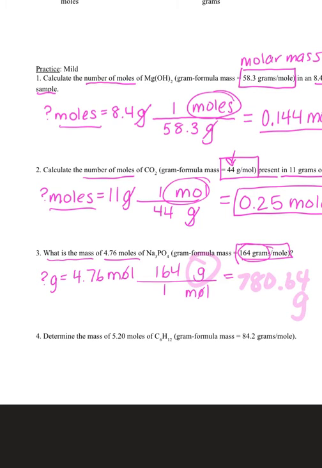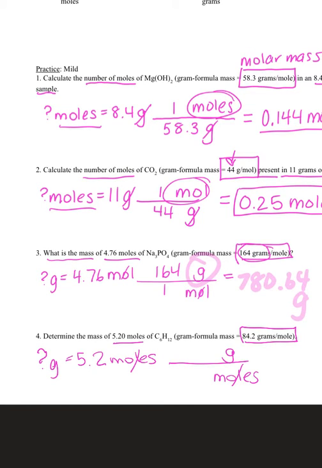Let's look at the last one on this page. It says determine the mass. So once again, we're looking for grams. How many grams are in 5.24 moles? Okay. And the conversion factor is here. Moles go on the bottom, so we can cancel moles. Grams will go on the top.